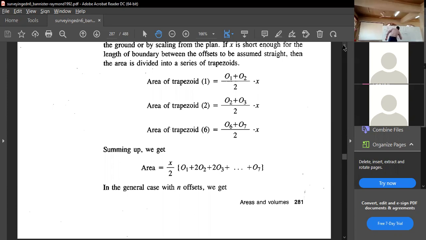Area equals x, where x is the interval, over 2. O stands for offsets. So O1 is the first offset, plus 2O2, plus 2O3, up to O7.